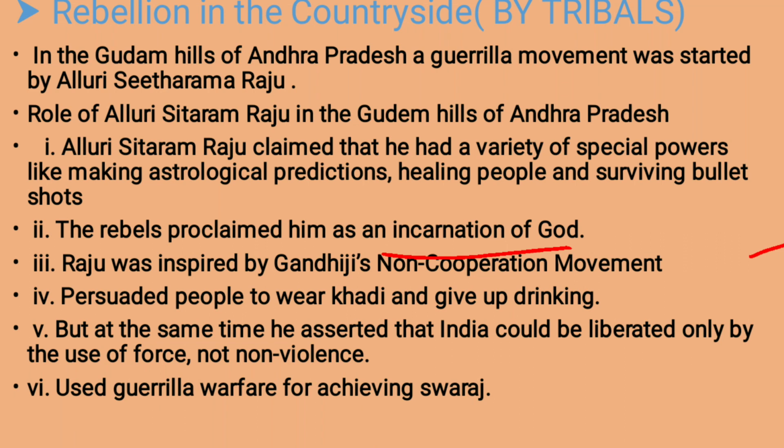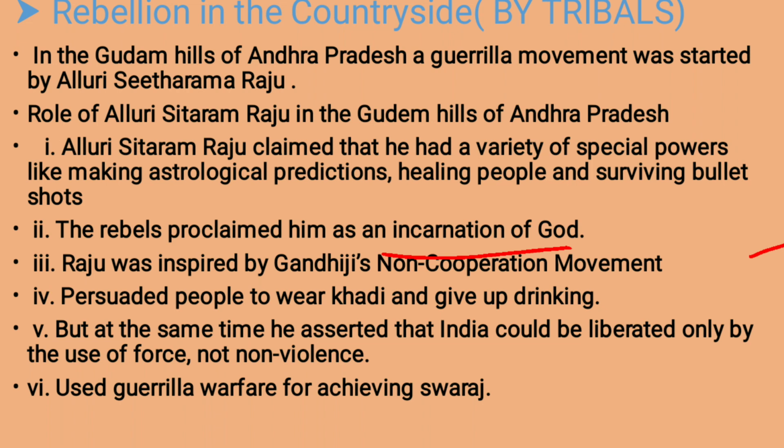Fifth, at the same time he asserted that India could be liberated only by the use of force, but not non-violence. Meanwhile, Mahatma Gandhi was giving up the non-cooperation movement, the Asahyog Andolan, because he wanted the people to come together on the path of truth, with Muslims and Hindus becoming closer. Gandhi wanted to win without fighting, to take victory without fighting.